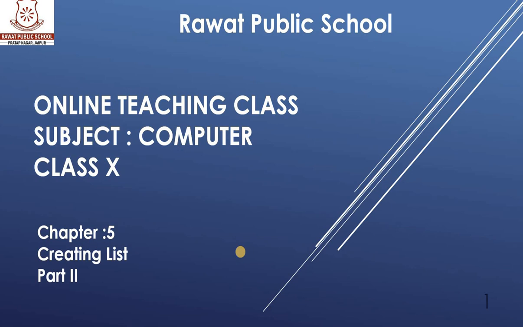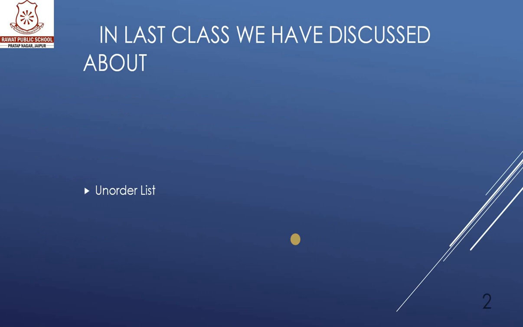It is your computer class for class 10th, chapter 5. Chapter name is Creating List, part 2. In our last class, we discussed unordered list. Unordered list is a list which is not in a proper sequence. It is not necessary to make a sequence in an unordered list.